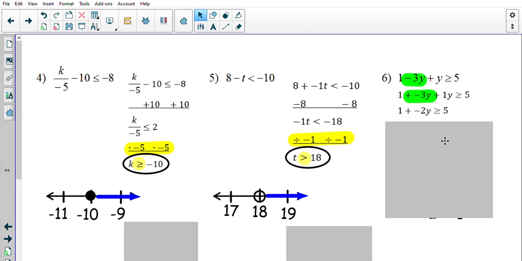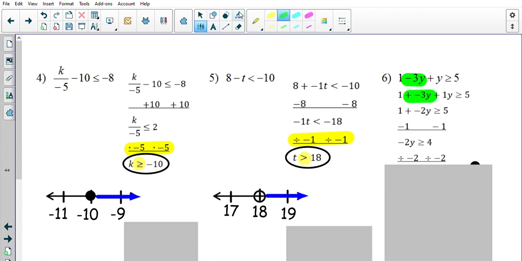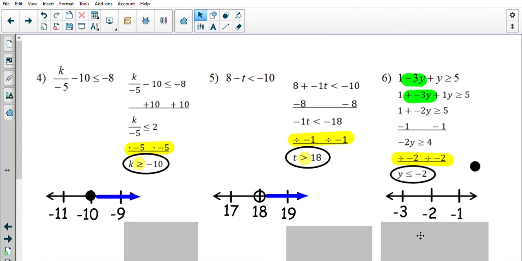Let's get rid of that plus 1. The inverse of that is to subtract 1. That will get us negative 2y is greater than or equal to 4. Now divide both sides by negative 2. And since we're dividing both sides by a negative number, we are going to flip our inequality symbol around. So we'll get y is less than or equal to negative 2.